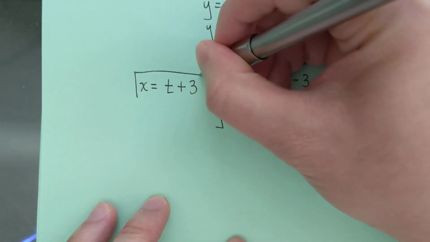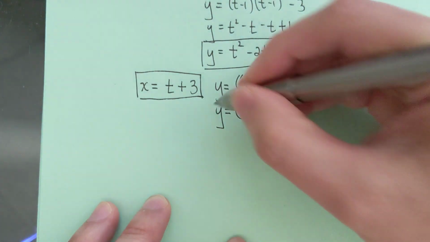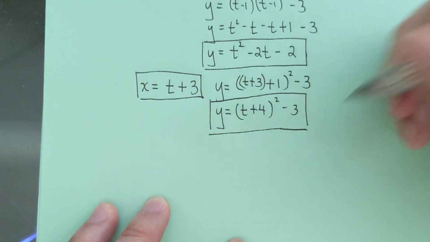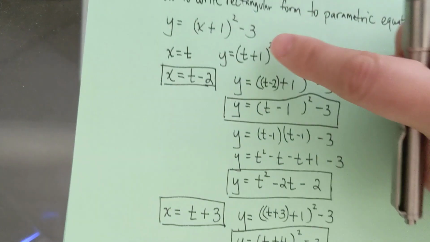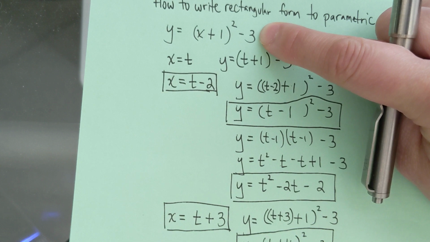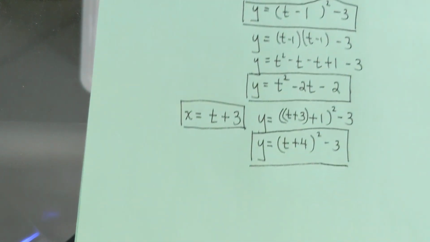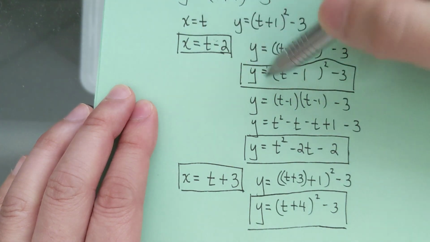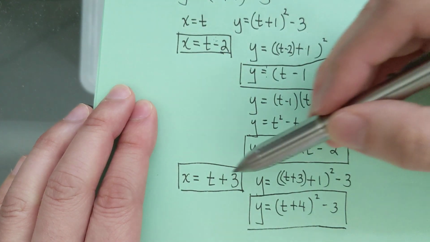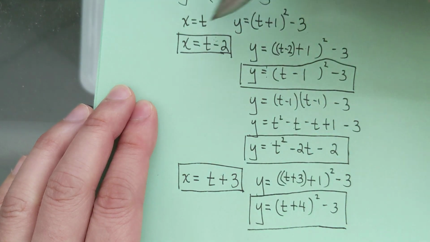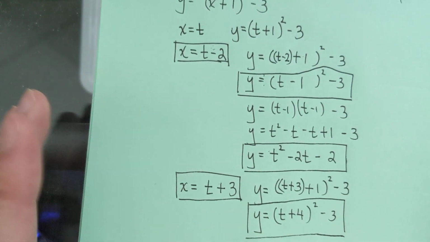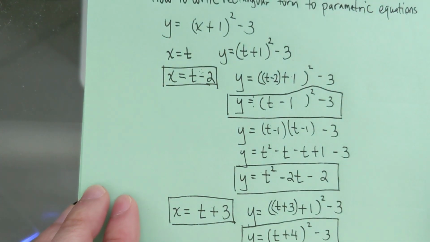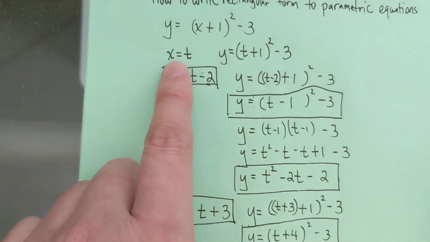So if x is t plus 3, then y is t plus 4 squared minus 3, and that represents this rectangular form right here of the quadratic function. And any of these would have worked out. This combination, this and this would have worked out, this and this would have worked out, and obviously these two would have worked out as well. So there are many ways of writing a parametric equation to represent this function right here, depending on what you want x to be.